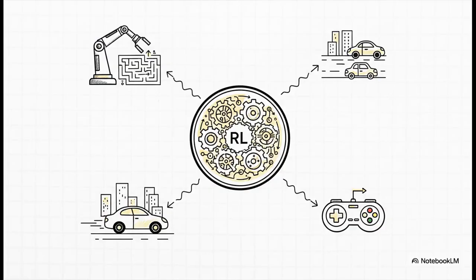So, what's the big takeaway from all this? Reinforcement learning isn't just a single algorithm. It's a whole way of thinking. It's a powerful framework for tackling any problem that involves making a sequence of smart decisions to reach a goal, whether that's in a game, a robot, or an AI assistant.